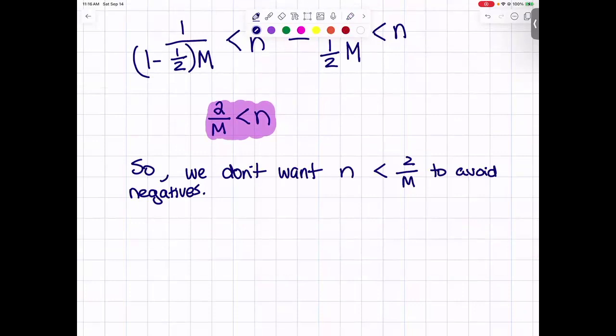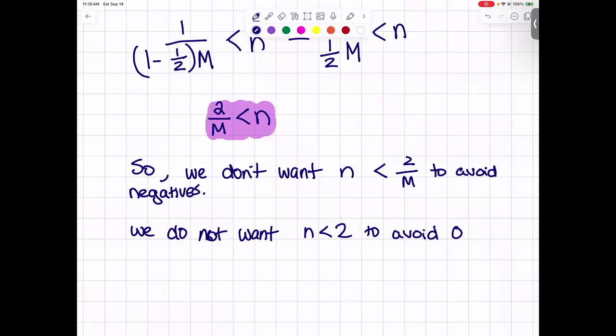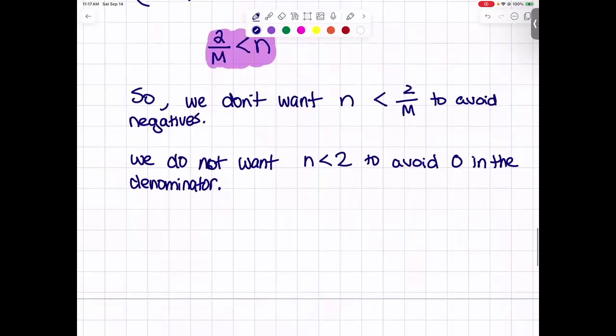And previously we said we do not want n less than 2 to avoid the 0 in the denominator. So now how do we frame n so that both of these statements can be true? We're going to need to take a max, and I might even want to write the word max in.